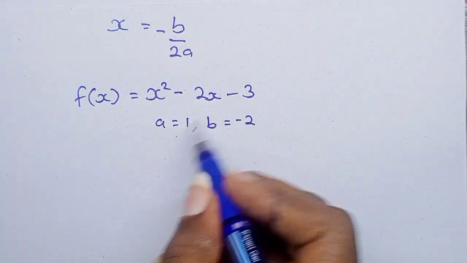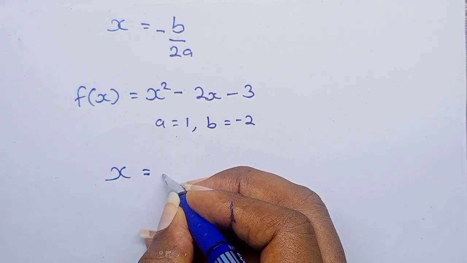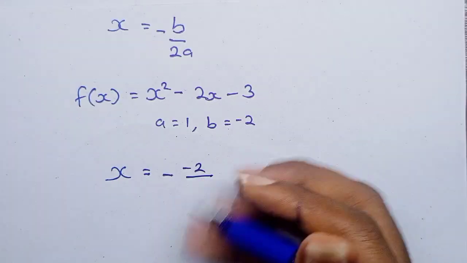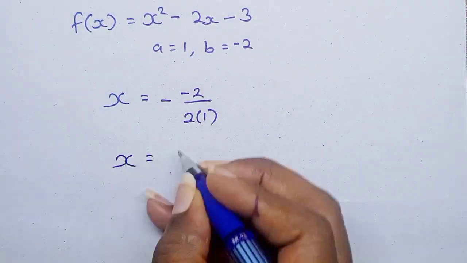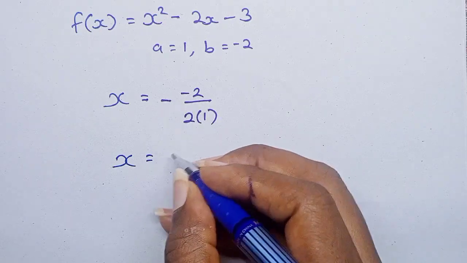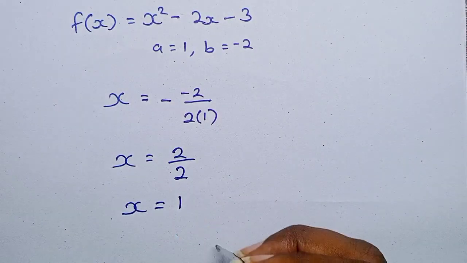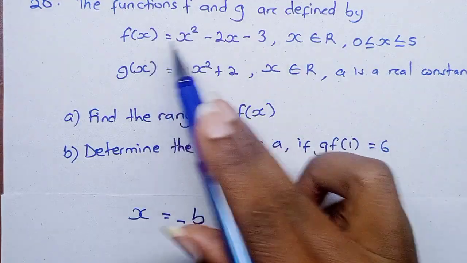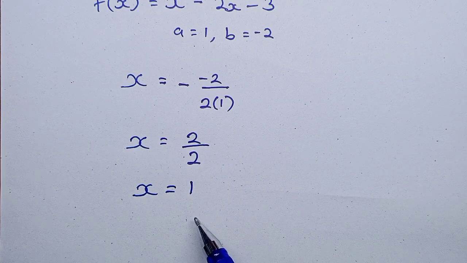So replacing this in this, x is equal to minus b, which is negative 2, so minus negative 2 over 2 into 1. So x is equal to, negative times negative is positive, so we shall have 2 over 2 times 1, which is 2 over 2. Therefore, x is equal to 1. But recall, we were told that x lies between 0 and 5. And as we can see, we've got x is equal to 1. Therefore, it's within the domain.